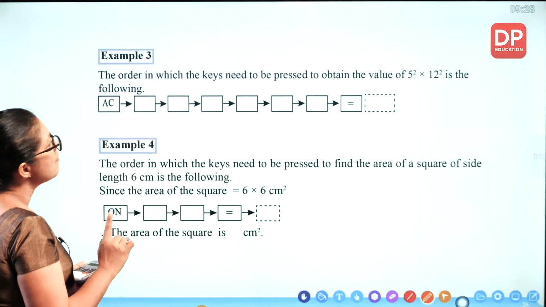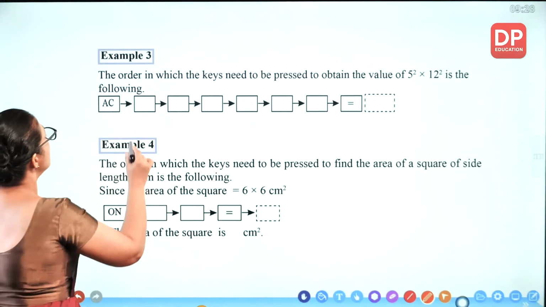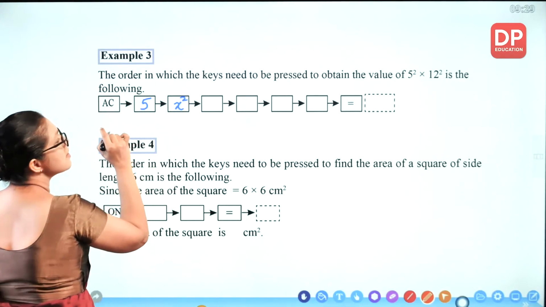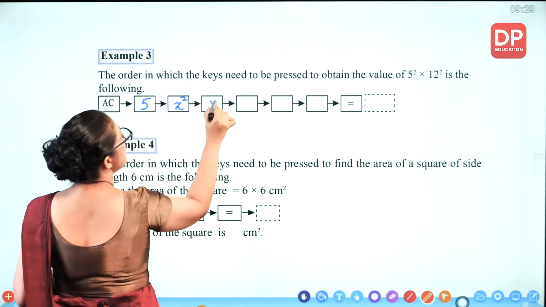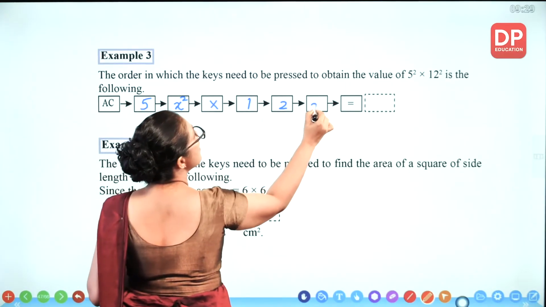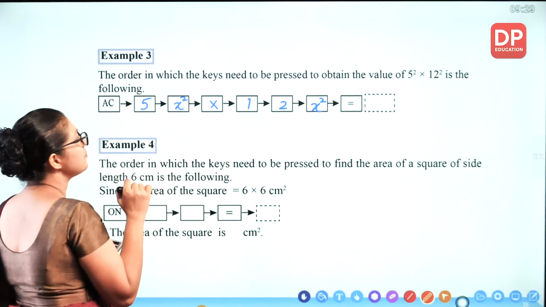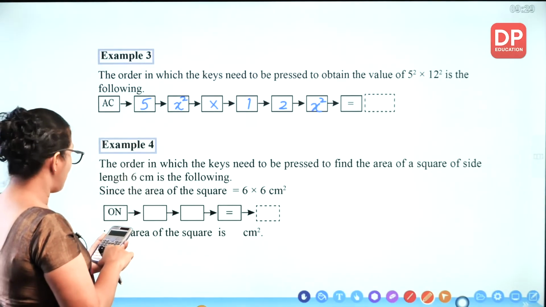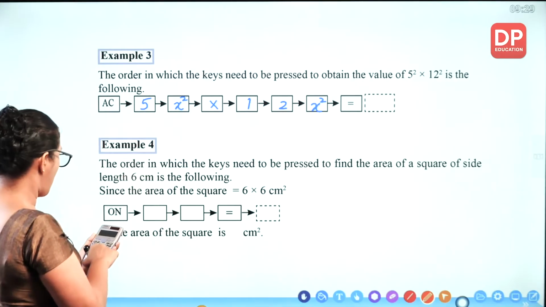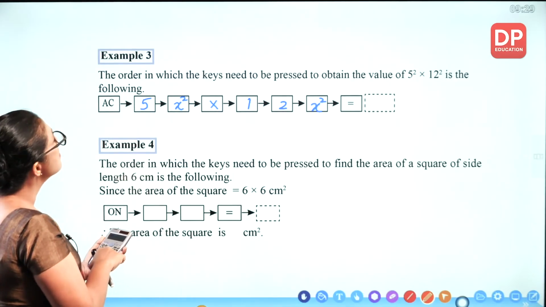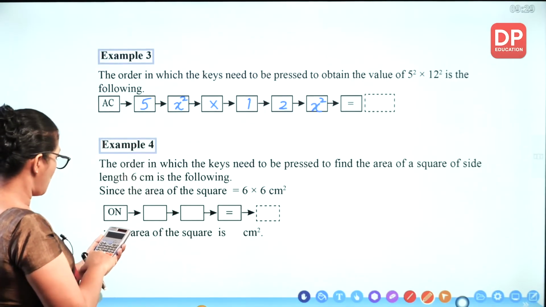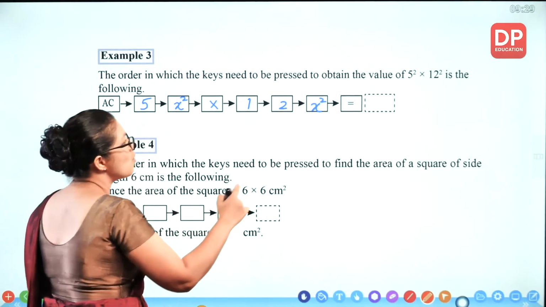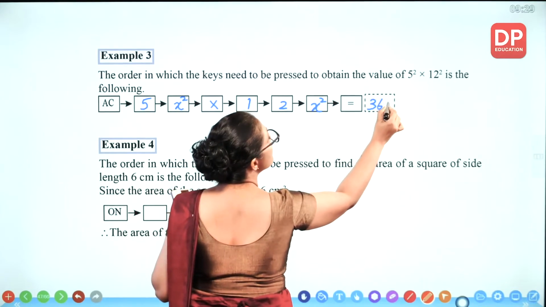Example number 3, 5 squared and 12 squared. So 5 squared, 5 with x squared, and then multiplied by 12 with x squared. So what's the calculation? 5 squared into 12 squared, and the answer is 3,600.